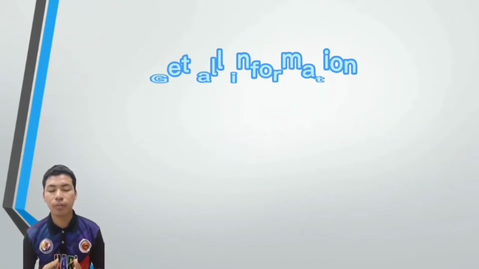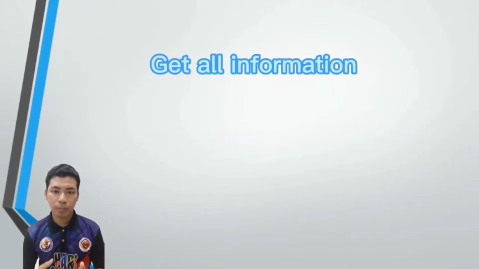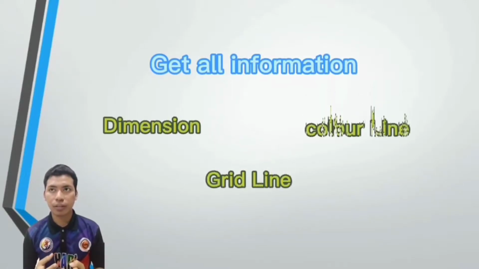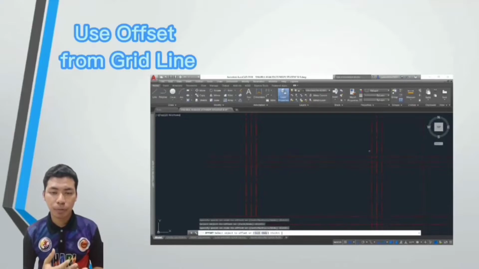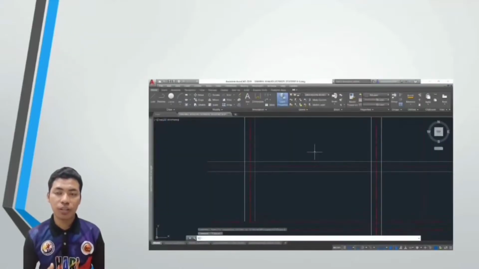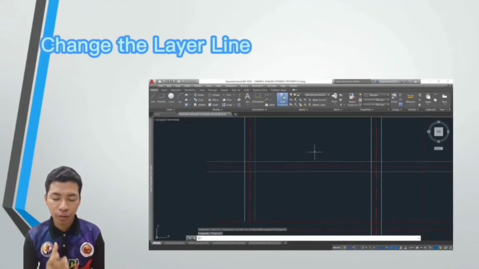First, I identify all the information, for example dimension, grid line, color line, and etc. After that, I start my drawing. I will create the grid line first to make it a guideline for me to make the other objects or model. From that, I will use the offset tool to build the model by following the dimensions given. I will change the layer of the lines that are already offset depending on what object the line belongs to.